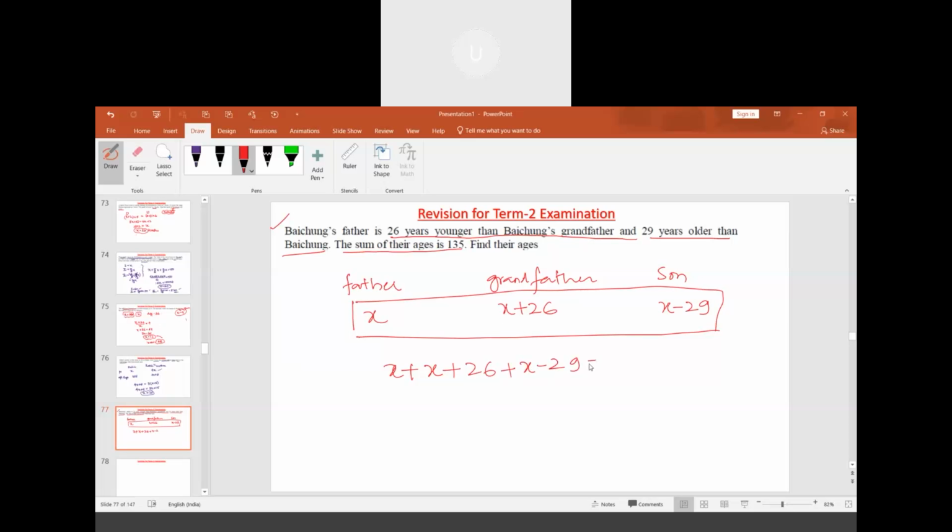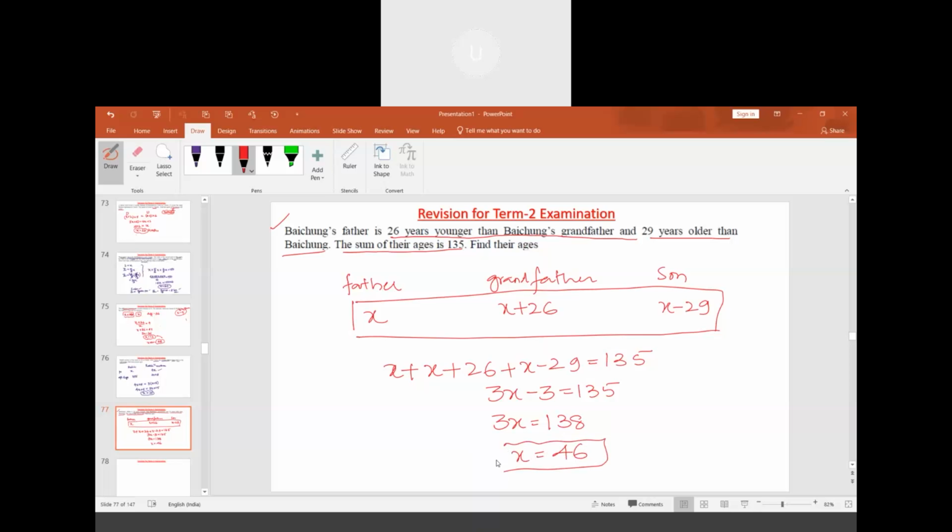The sum must be equal to 3x plus 135. Yes, sir. So 3x minus 3 is 135. So 3x will be equal to 138. X will then be equal to 138 divided by 3, that is 46. So x is 46.